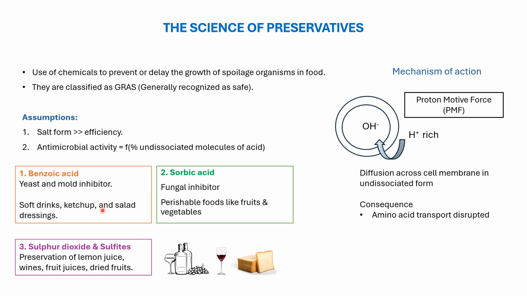The first acid that's used is benzoic acid. Benzoic acid is used to inhibit yeast and mold in high acid foods like soft drinks, ketchup, and salad dressings. Then we have sorbic acid, which is used as a fungal inhibitor in perishable foods like fresh fruits, fresh meat, fresh vegetables, and so on. Finally, we have sulfur dioxide and sulfites, which are used for preservation of items like lemon juice, wines, fruit juices, dried fruits, and so on.